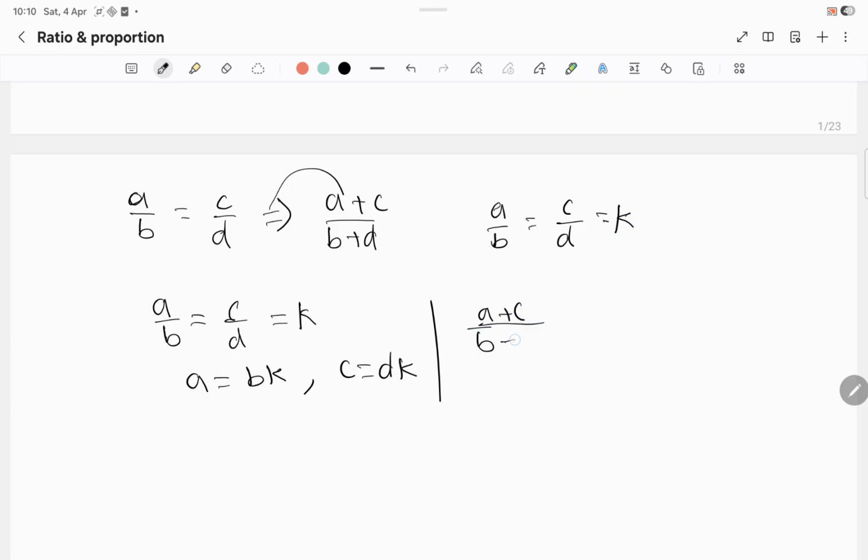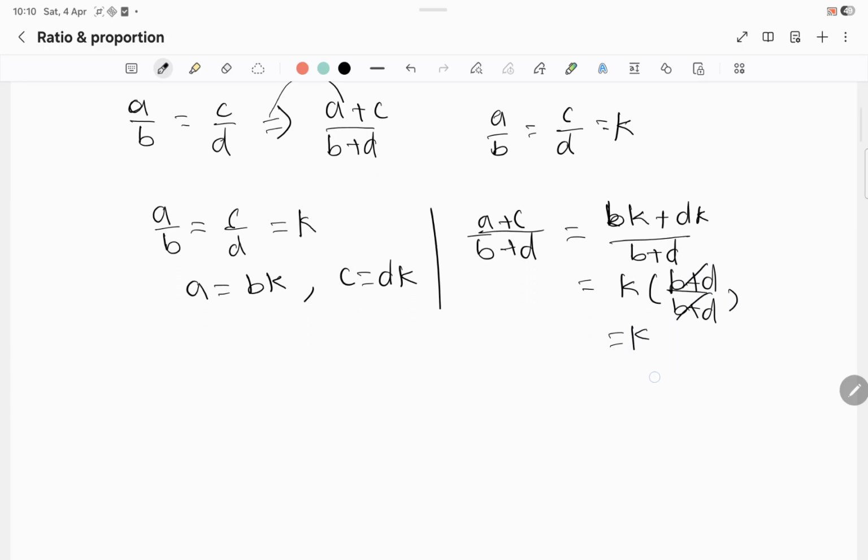Now what we are going to add? A plus C by B plus D. So A is equal to what? BK, and C is equal to DK, divided by B plus D. Now K, if I take out common, B plus D by B plus D. So both got cancelled. So K. So by this what we understood?